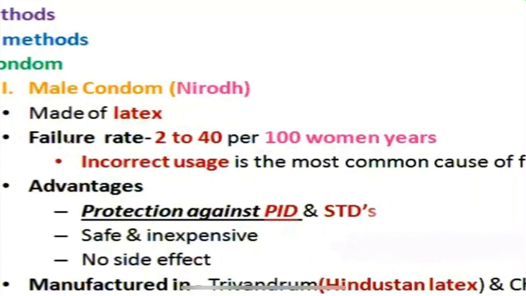What did we understand? Per 100 women years is 100 women using a method of contraception for 1 year. In these 100 women, how many women the contraception is failing and the pregnancy is occurring? In cases of condom, in 2 to 40% the contraceptive method fails and pregnancy occurs.